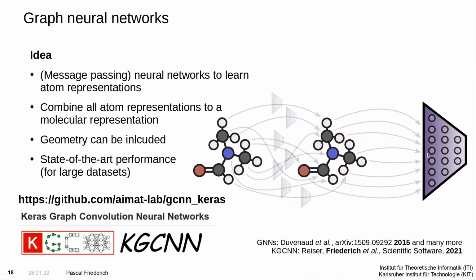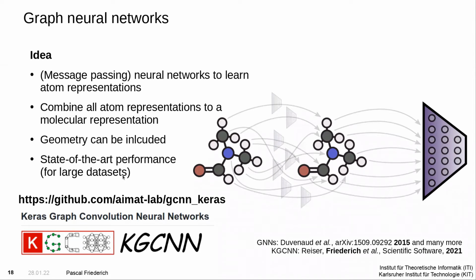properties. And such graph neural networks are currently state-of-the-art, at least for large data sets, I have to say, in terms of performance, in predictability of how well they can infer certain molecular properties.